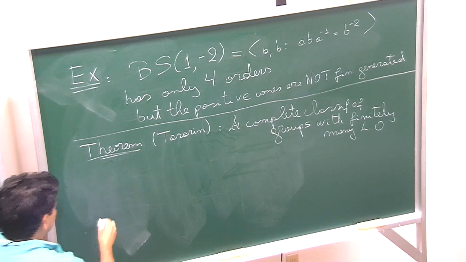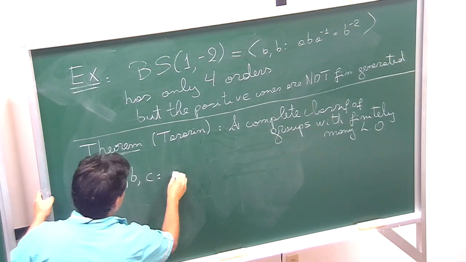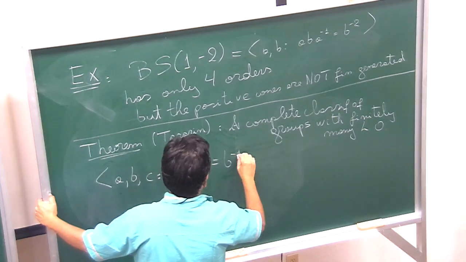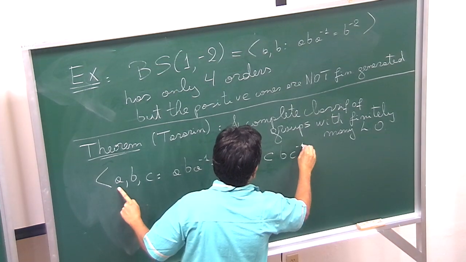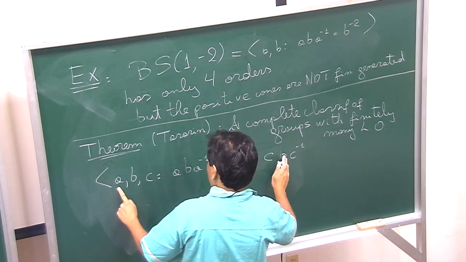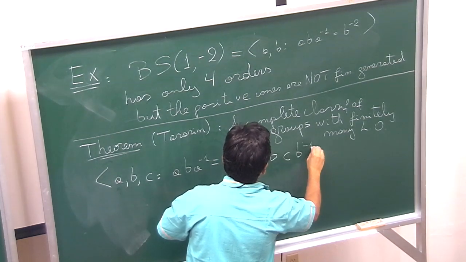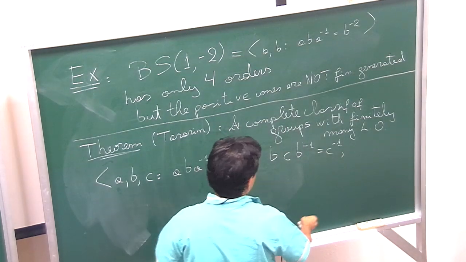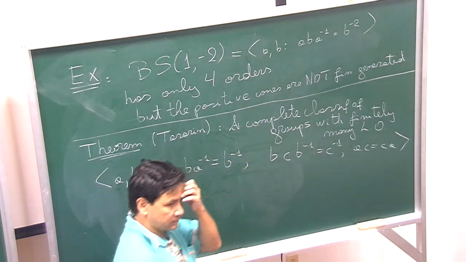So for instance, take the group generated by A, B, and C. A conjugates B into its inverse, B conjugates C into its inverse, and I think you can put here that A and C commute.